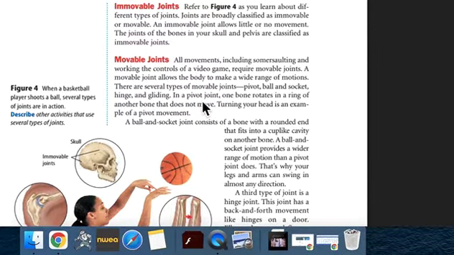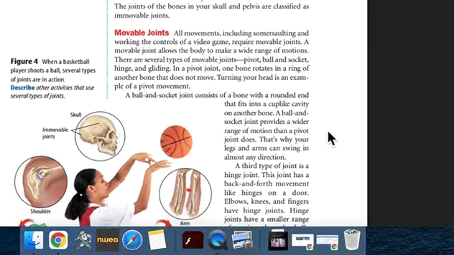In a pivot joint, one bone rotates in a ring of another bone that does not move. Turning your head is an example of a pivot movement. A ball and socket joint consists of a bone with a rounded end that fits into a cup-like cavity on another bone. A ball and socket joint provides a wide range of motion that a pivot joint does not. That is why your legs and arms can swing in almost any direction.